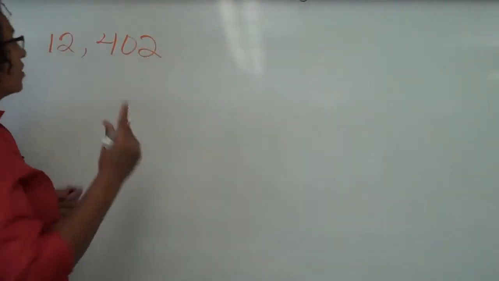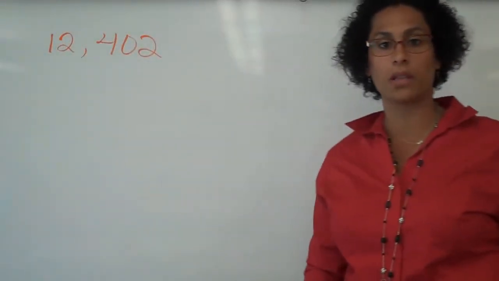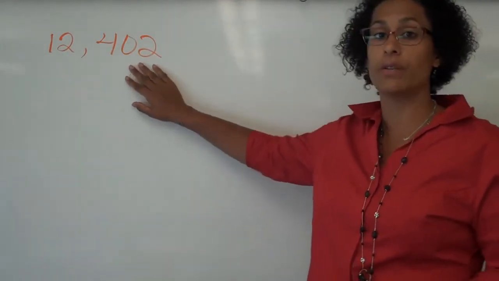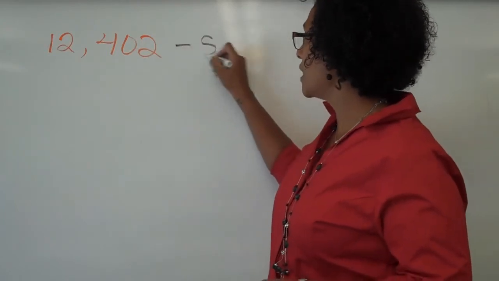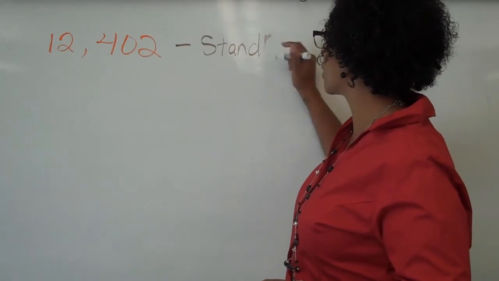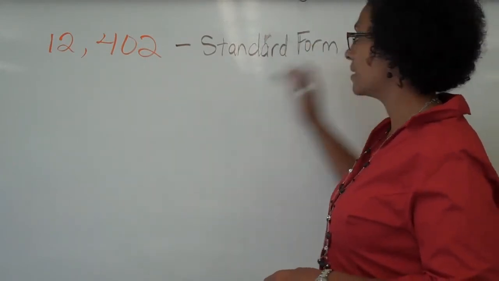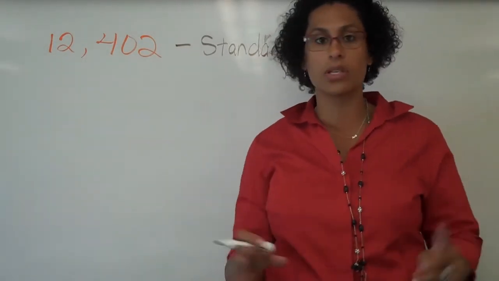Okay. Standard means normal. It's the normal way of doing something, the usual way of doing something. So this number, 12,402, is already in standard form. So in your notebook, in the column standard form, I want you to write this number, 12,402. It's the normal way we write a number. It's how we usually see it.